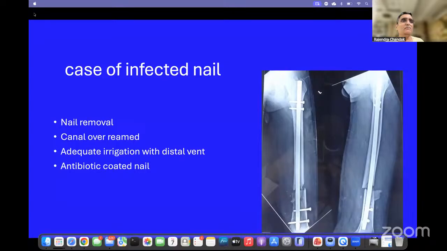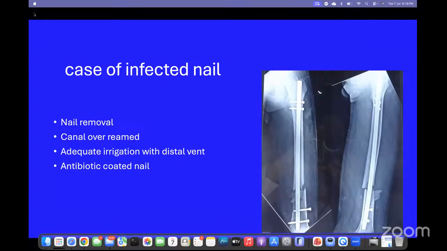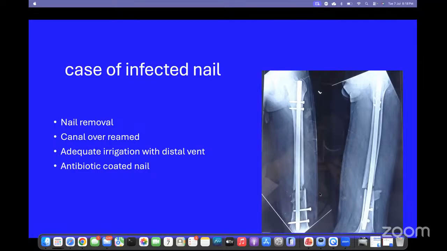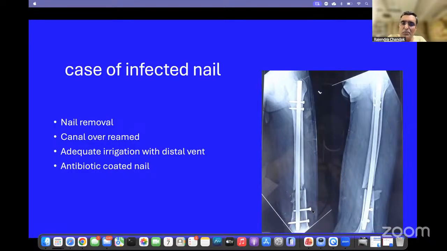Right. So it seems to be a chronic infection with lysis at the fracture ends. So this was, I think, around 8 weeks down the line he had come. Fine. So we have to better remove the nail. Right. Agreed. Totally agreed.